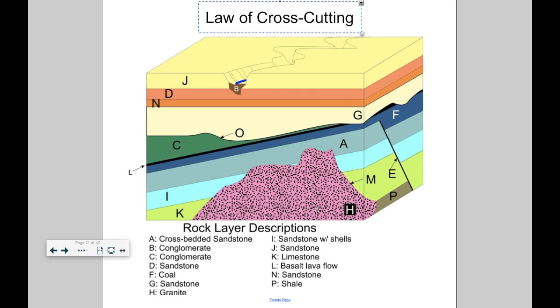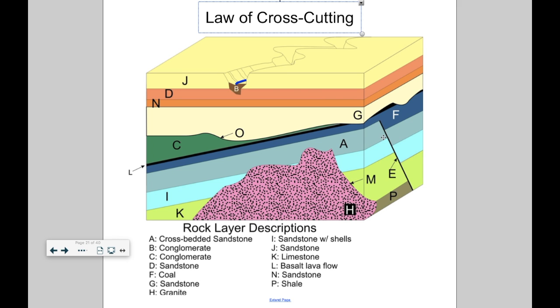But notice that both of these intrusions, line E and intrusion H, cut through all of these layers. See how A continues past line E. I continues past line E. And they're all the appropriate thickness that we would expect them to be if they were laid down as a layer originally. We'll get to the law of original horizontality shortly.